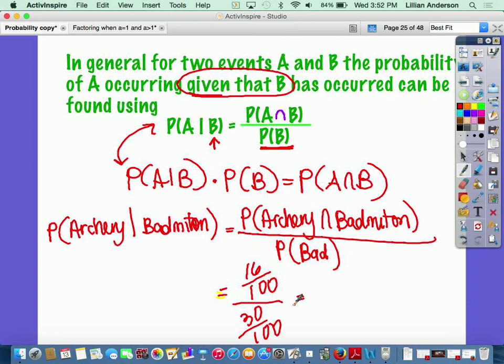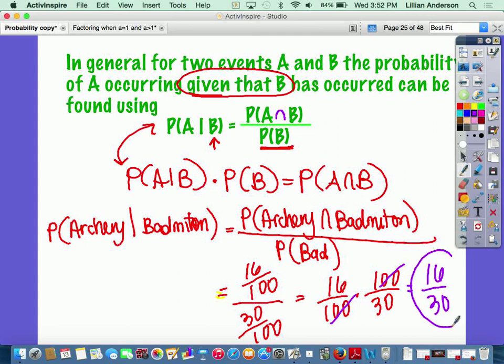Remember, when you have a fraction divided by another fraction, you keep, change, and flip, and then you simplify. As you see, your hundreds will cancel out, and usually this is what happens. They'll cancel out. And so your final answer is 16 out of 30.